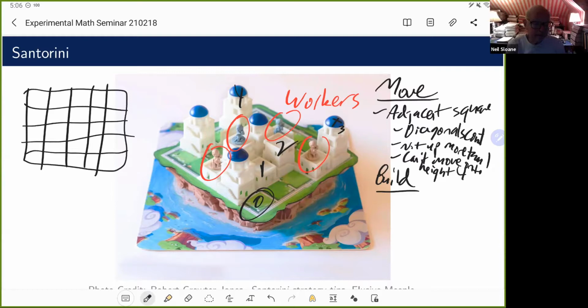So after you move, you build, and building is required.